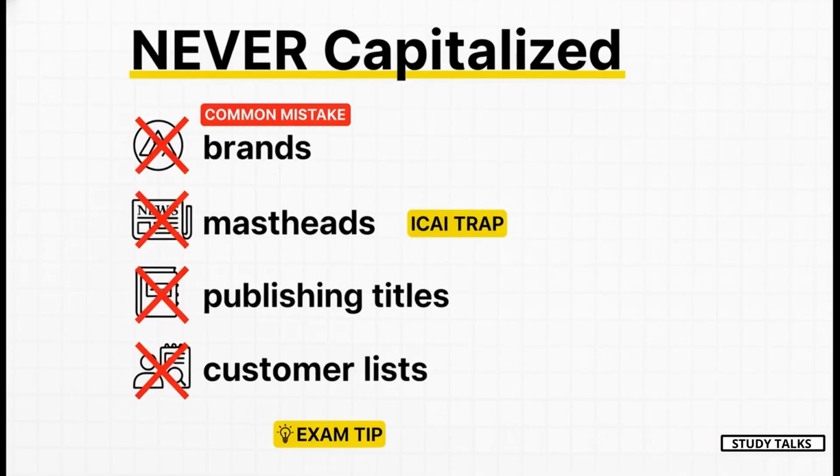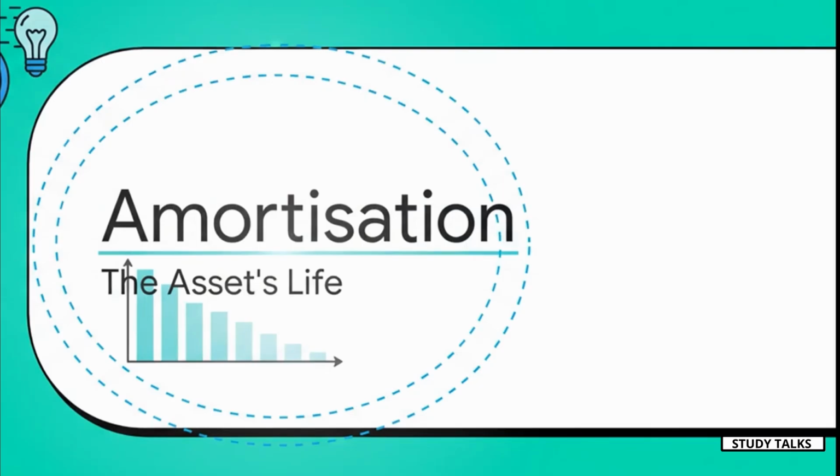And one last really important warning on this. Even if you think you're in the development phase, AS26 specifically says you can never capitalize money spent on internally generated brands, mastheads, publishing titles, or customer lists. The standard basically says you can't distinguish these costs from the cost of just running your business, so they are always expensed. All right, we've done the hard part.